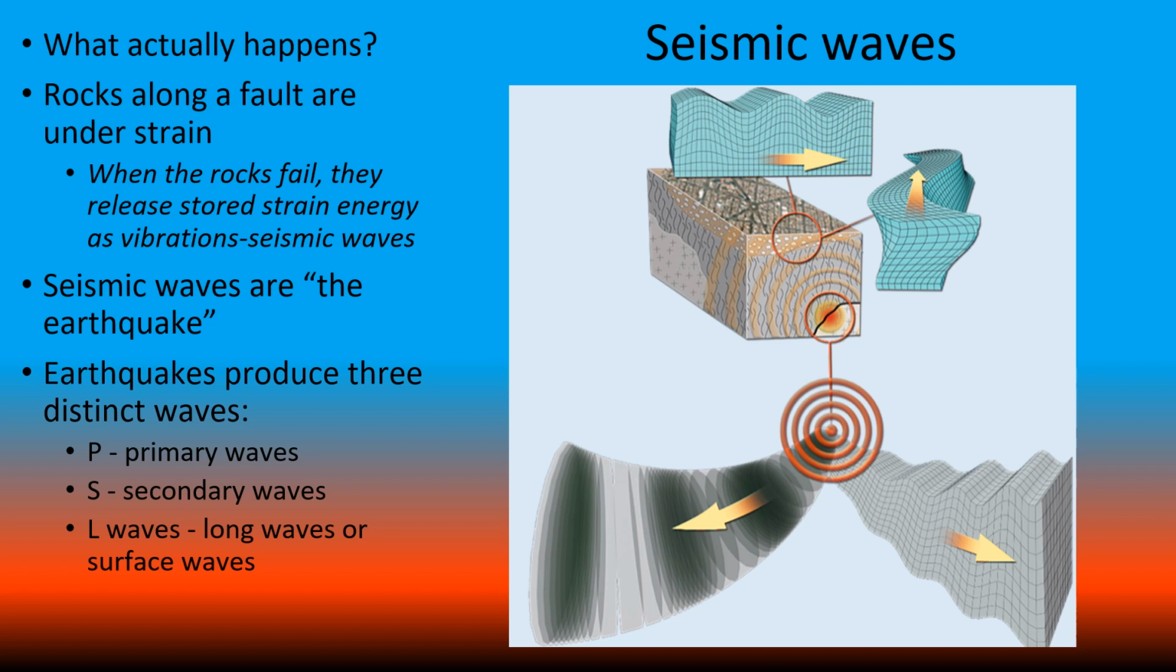They spread out in all directions away from the fault, and they produce three distinct waves that we're going to talk about in this class. The first is the primary wave, and this wave is what we see down here in the bottom left. The direction of propagation of these waves is away from the fault, away from the area. But these waves are very different, these two here, the P and the S waves.